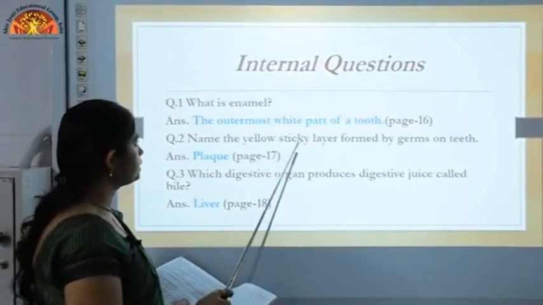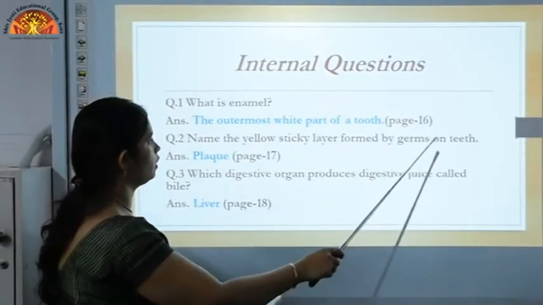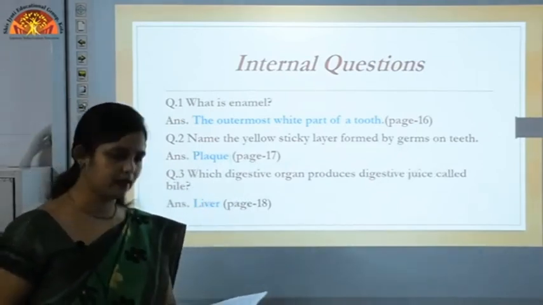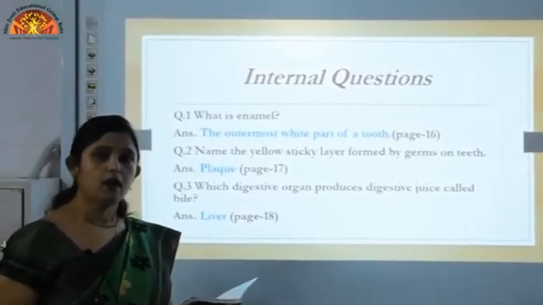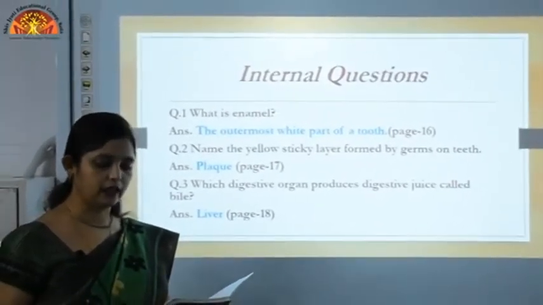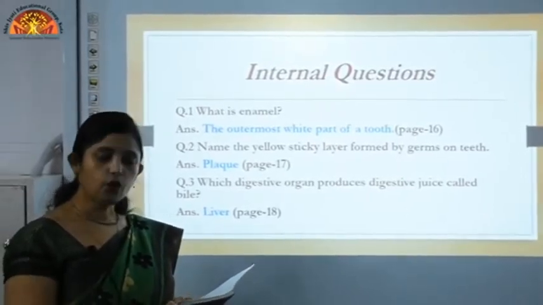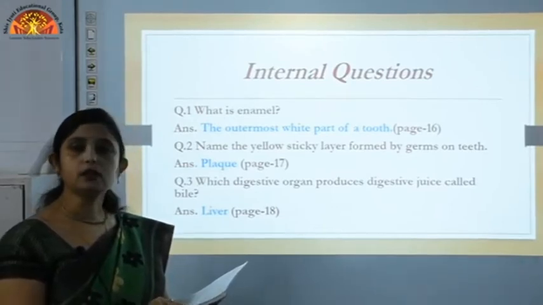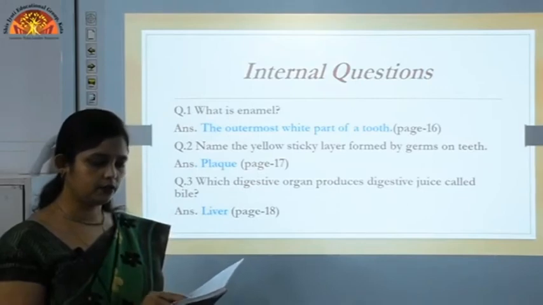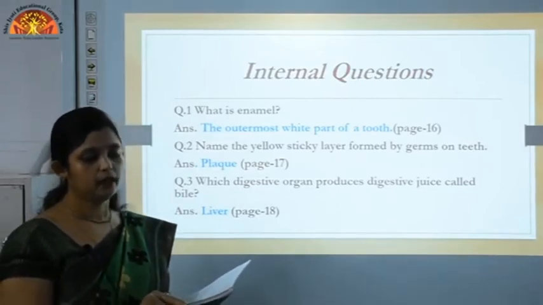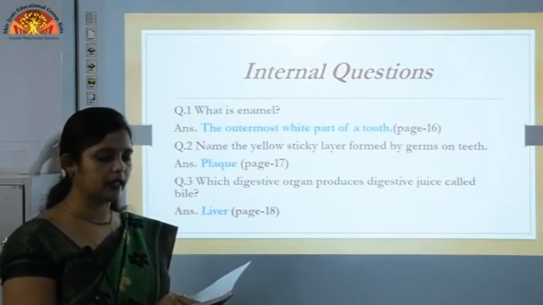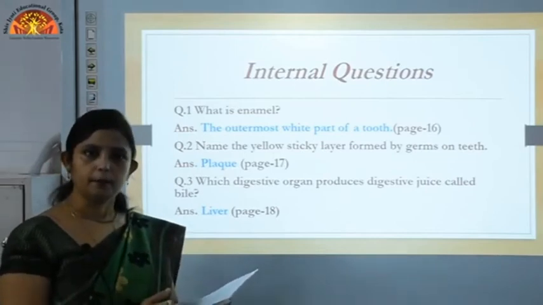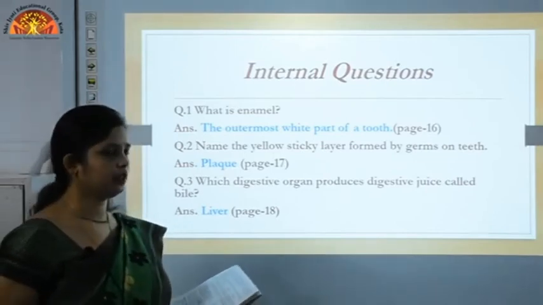Name the yellow sticky layer formed by germs on teeth. So the answer is plaque, and it's given on page number 17. So open page number 17. First topic, that is taking care of our teeth. It's fourth line. Plaque is given over there, a yellow sticky layer called plaque. So you underline it from here. If teeth are not cleaned properly, germs can grow on them and form a sticky layer called plaque. So you underline plaque over there and write the question above the paragraph.